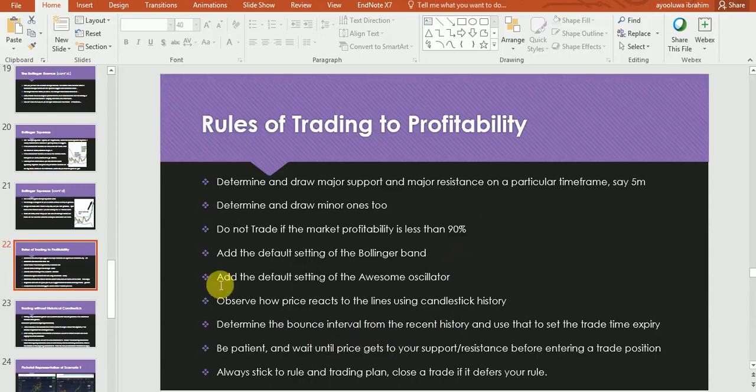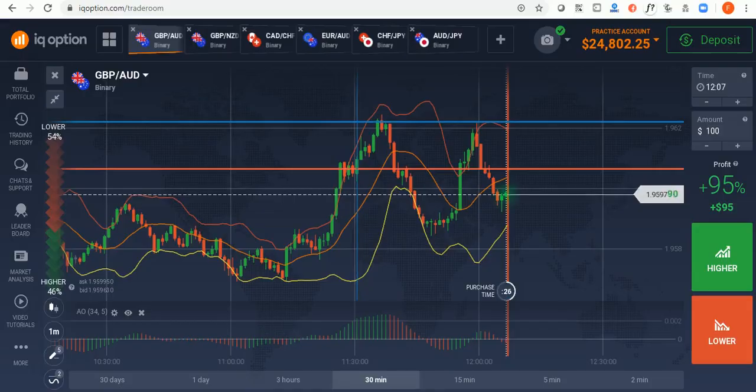Now, in terms of money, how do you wager your money? I said it's always good to trade from 2.5%.